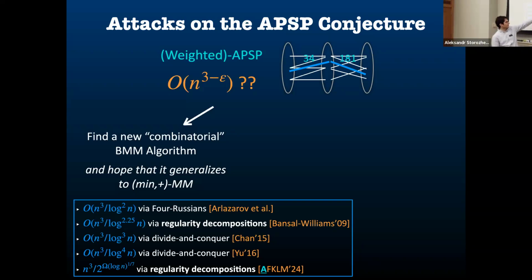I'm talking about the regularity. The other ones, actually, these things do work for weighted. Ideas from them have been used for weighted.